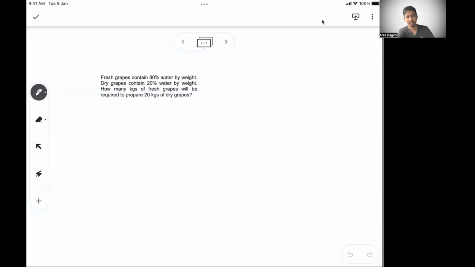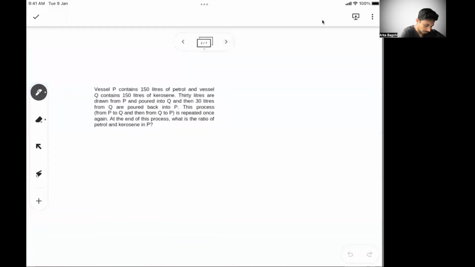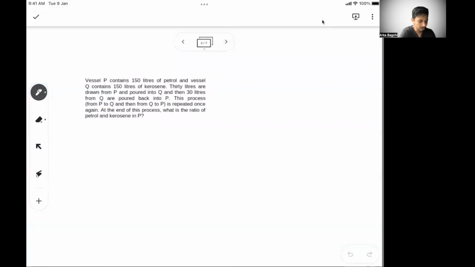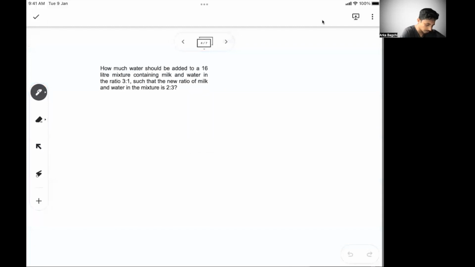It says fresh grapes contain. Okay, I'll come back to this problem. This is actually a CAT problem. I'll come back to this after a certain time when we solve a few more foundational problems. Third, okay, this also is an alligation problem. We'll come back to this in this session. Let's solve a few of the easier problems to start with.